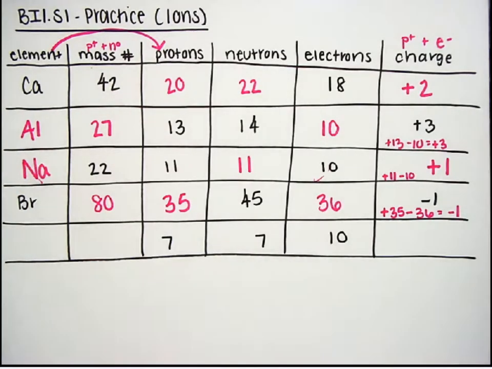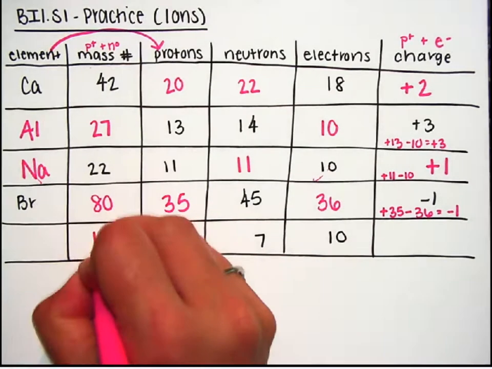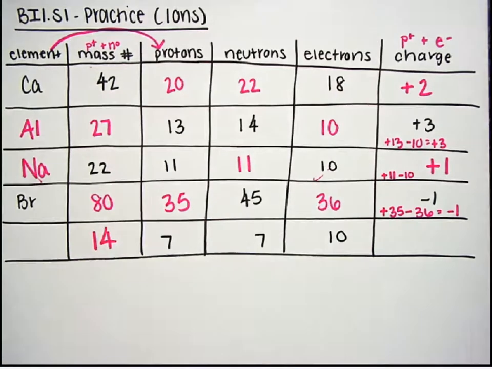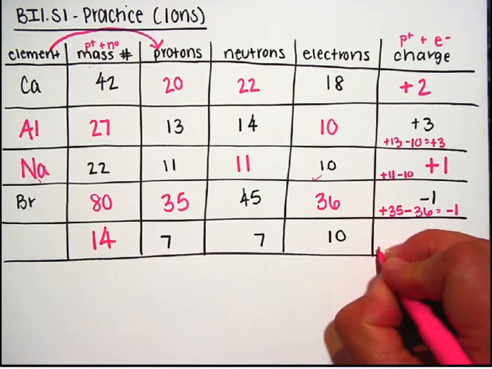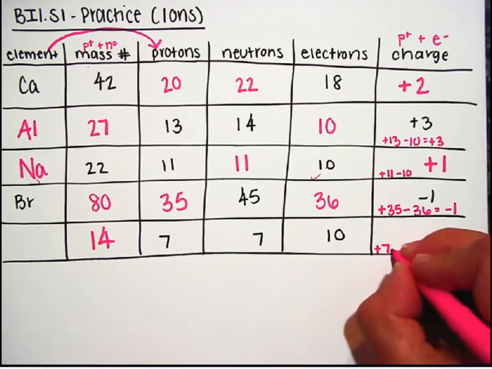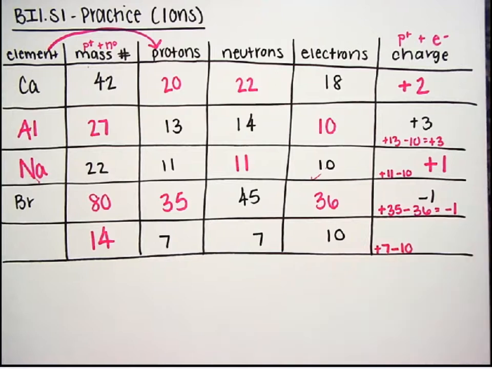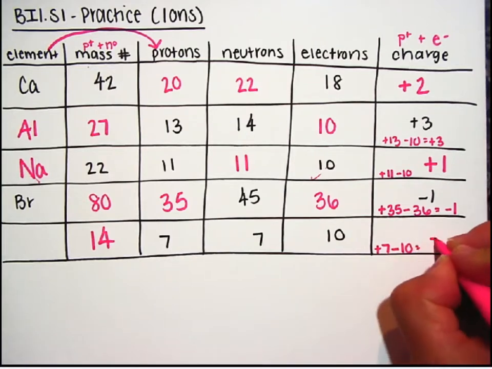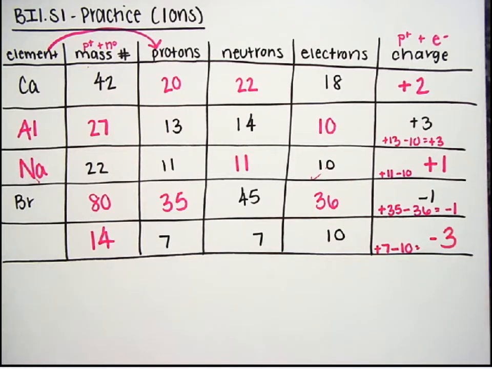Last one. Protons plus neutrons equals mass number. I have 7 protons, 7 positive charges. I have 10 electrons, 10 negative charges. My net charge would be negative 3. I have 3 more negatives than positives.